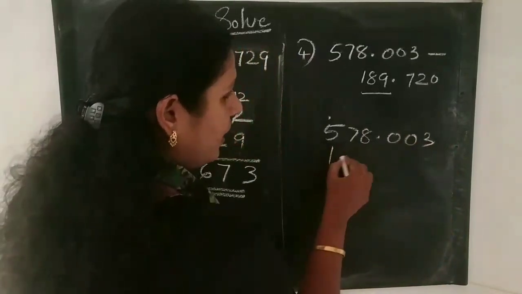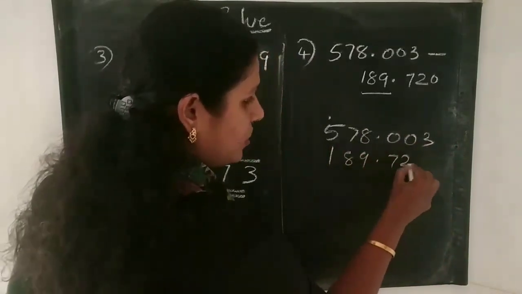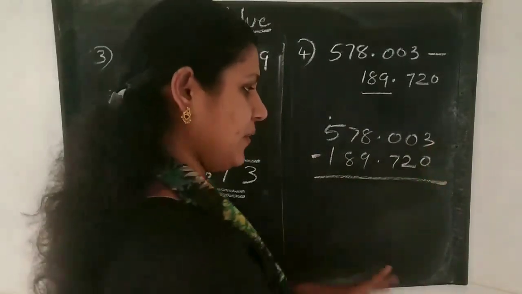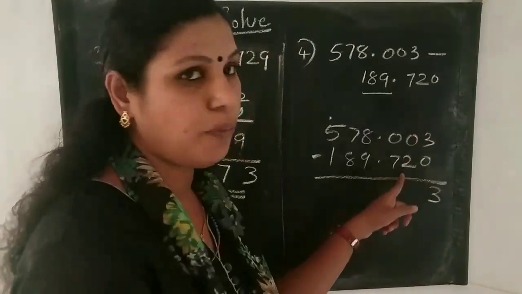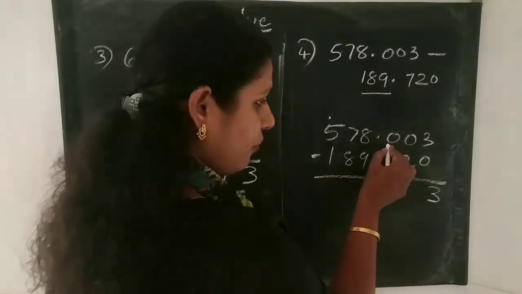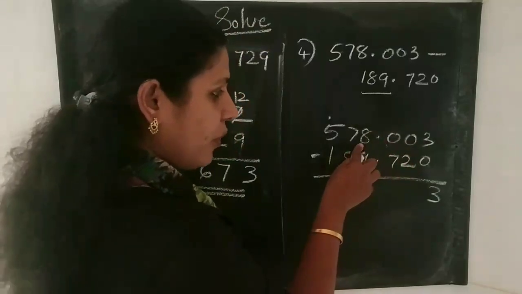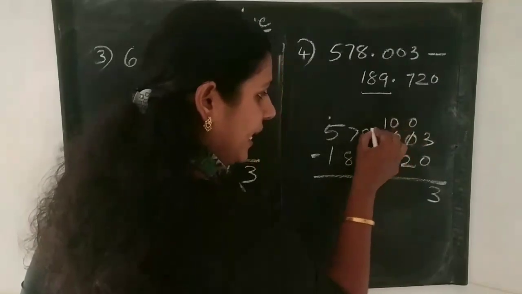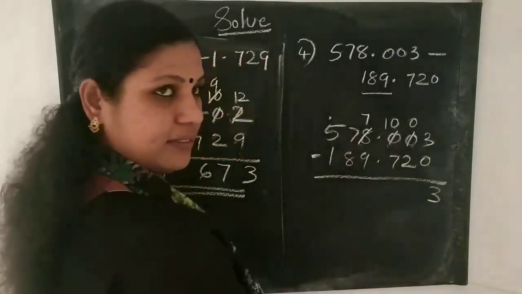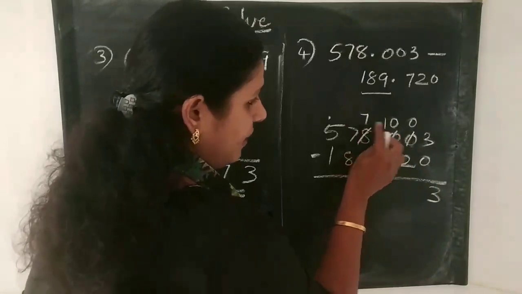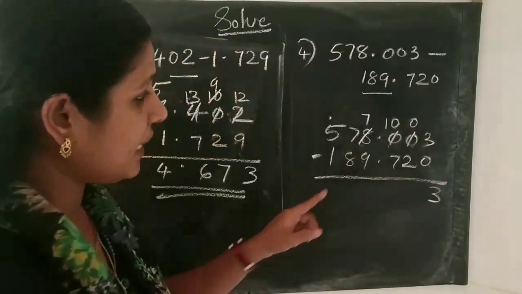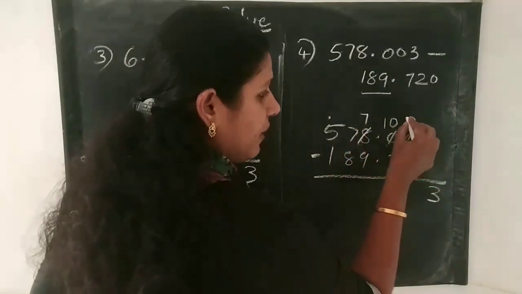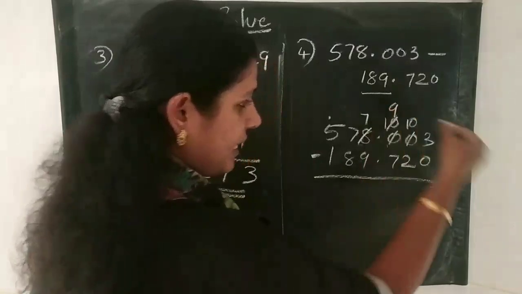Okay. Now here the question is 578.003 minus 189.720. Okay. 3 minus 0 is, we know, 3. 0 minus 2, we can't. So borrowing here, also 0. Borrowing here, we get 10. Here we get 7. Okay. Then from this 7 we borrow. So here we get 7. So from borrowing 1 from here we get 10 and here we get 9.